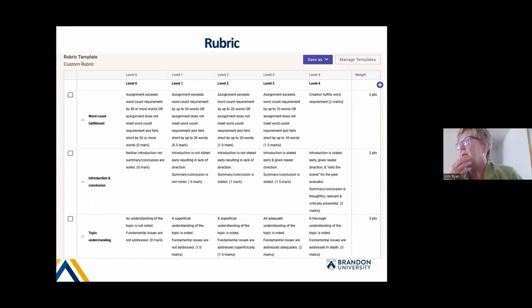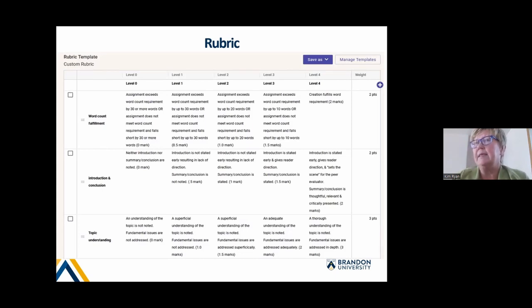So it's very stringent. But you know what, when students find out that this is going to be a 2-mark assigned criterion, then they work at fulfilling it. And so then, of course, level 4, which is a 2-mark fulfillment, is that the word count meets the criteria. Introduction and conclusion: neither introduction nor summary conclusion are noted, and then for full marks, the introduction is stated early, gives the reader direction, and sets the scene for the peer evaluator. The summary conclusion is thoughtful, relevant, and critically presented, and then it goes down by 0.5 marks.